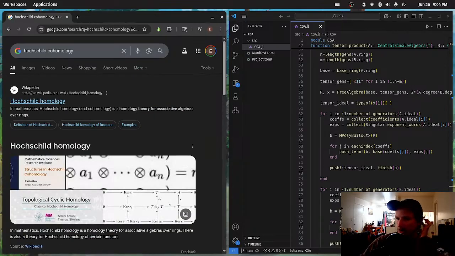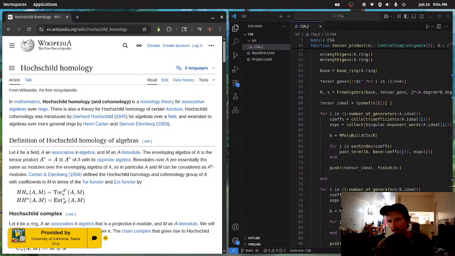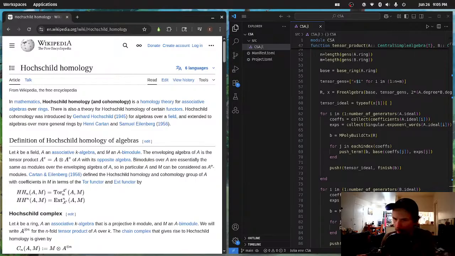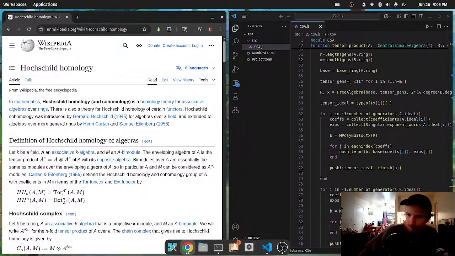So what does the Hochschild homology, cohomology tell us about an algebra? I'll try to figure that out because this is something that could be computable, is what I would expect. If anything, I almost expect that there's already a package that will compute this for an algebra.